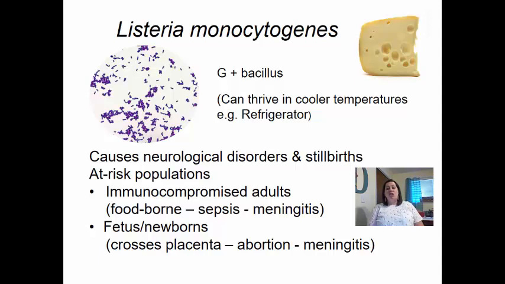With fetuses and newborns, it can actually cross the placenta. Okay, so we see here that the mother may not be affected too much by it, but it can cross the placenta and cause an abortion to take place due to the infection, or it can also cause meningitis, which could lead to mental retardation in the newborn. Okay, and so this is one of those that there are a lot of precautionary things that are told to pregnant women about not eating certain things because listeria could potentially be present.